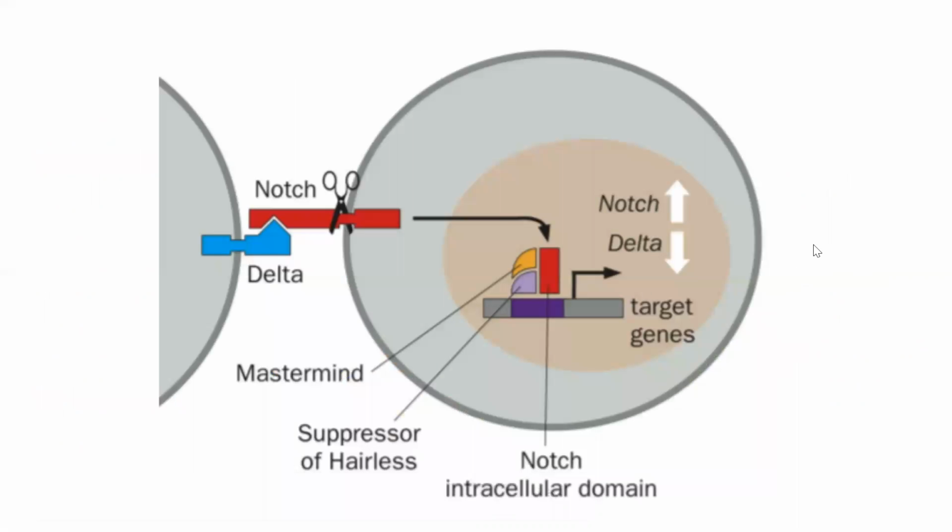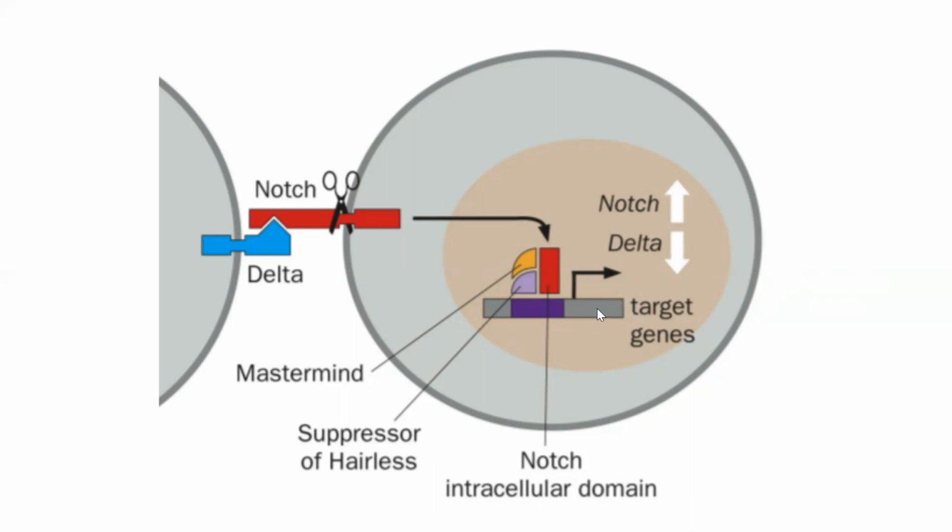So what does that really mean for us? Since Numb inhibits the function of Notch, when delta binds to Notch, it triggers Notch cleavage by extracellular protease. Notch is cleaved again right here, and then it buddies up with its nuclear partners, binds to the DNA, and then the activation of gene expression happens.